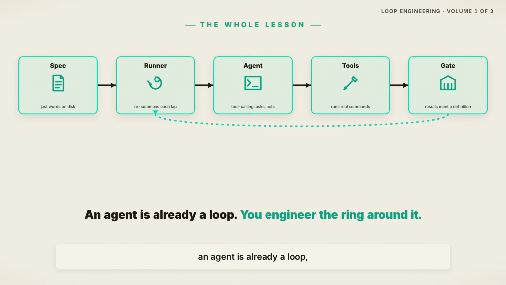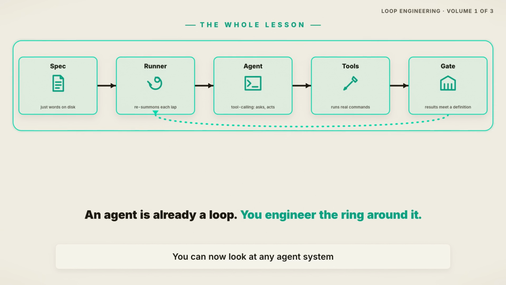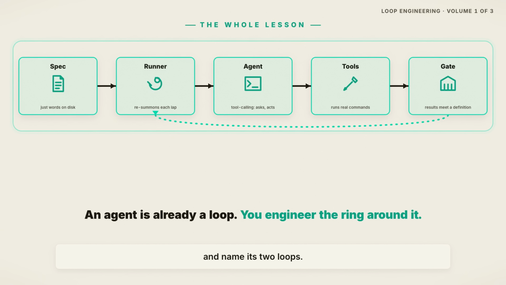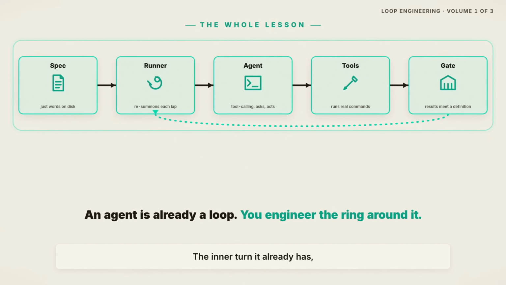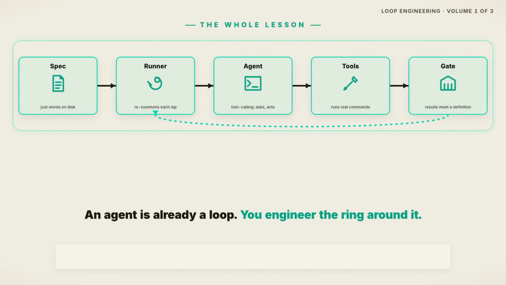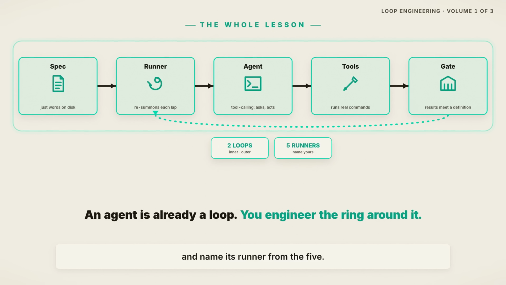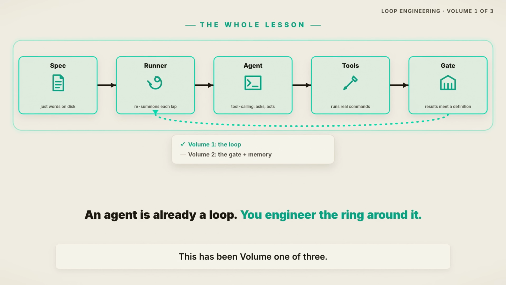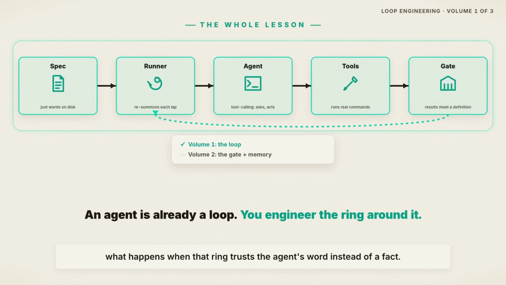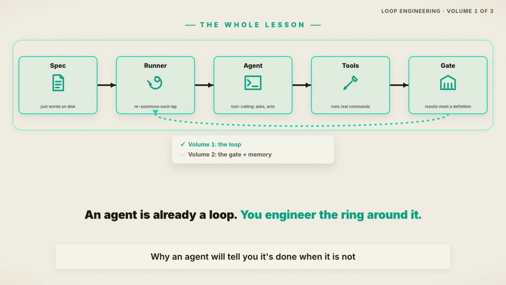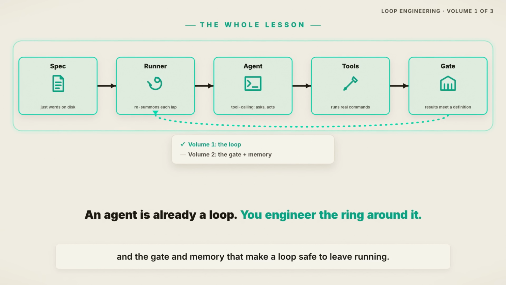So here is the whole lesson in one line. An agent is already a loop. The only thing you engineer is the ring around it. You can now look at any agent system and name its 2 loops. The inner turn it already has, the outer one that decides to run it again, and name its runner from the 5. This has been volume 1 of 3. Volume 2 picks up here. What happens when that ring trusts the agent's word? Instead of a fact, why an agent will tell you it's done when it is not, and the gate and memory that make a loop safe to leave running.